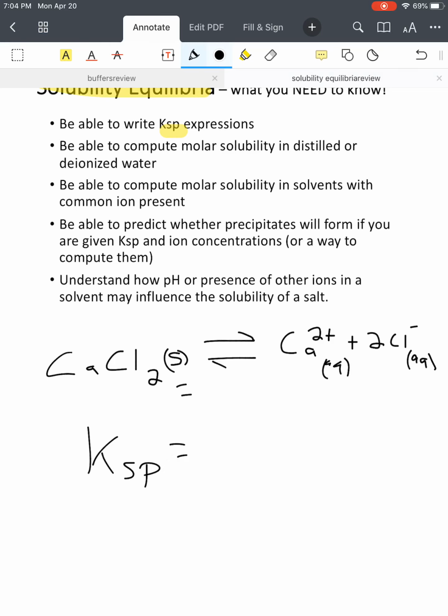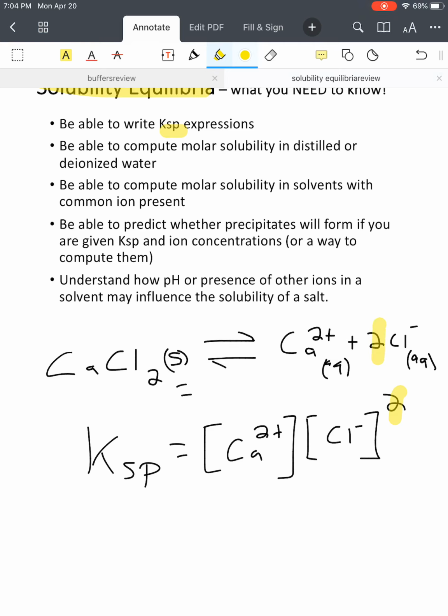And the KSP expression would be the ion product. Calcium molarity times chloride molarity. We got to square that chloride molarity by virtue of that 2 in the stoichiometry of the reaction, okay? So this is a very, very basic skill basically for us. Everybody needs to be able to write those KSP expressions.